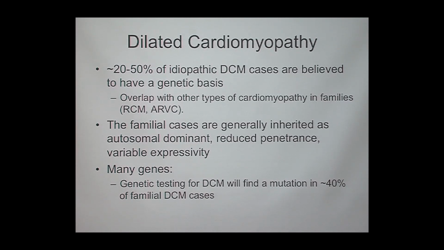Our knowledge of the underlying genetics of dilated cardiomyopathy is somewhat limited, but developing quickly. We can actually find a mutation that causes it in maybe up to about 40% of familial cases at this point. So it is actually improving.